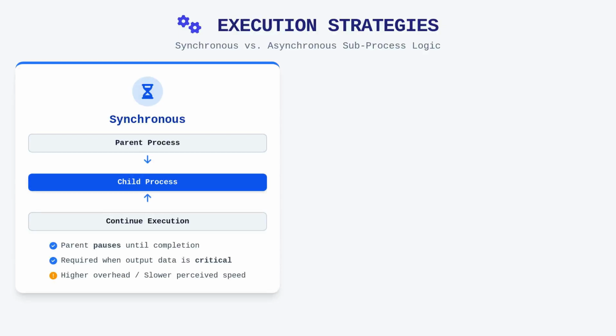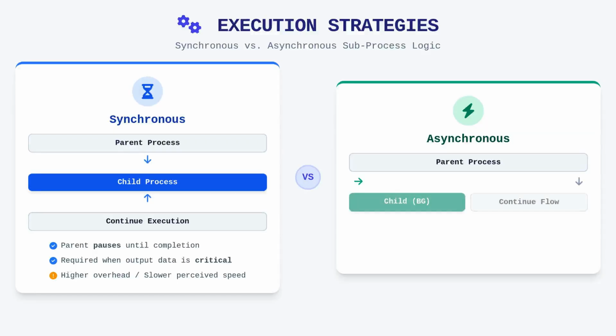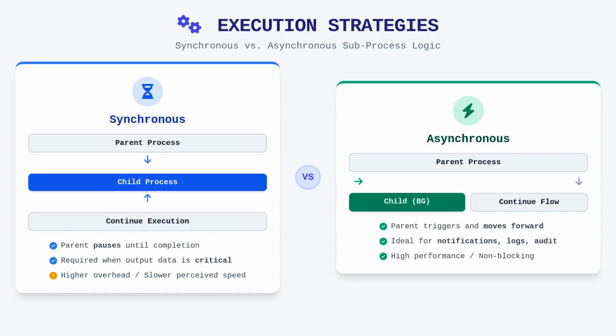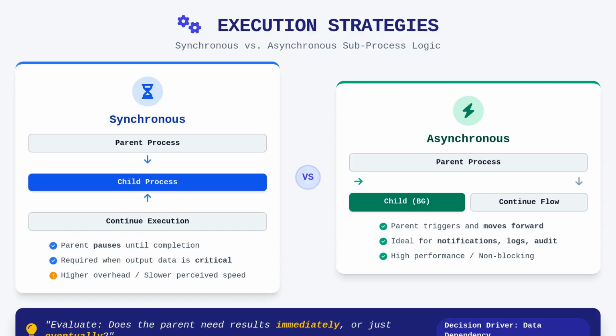Conversely, asynchronous execution allows the parent process to trigger the subprocess and immediately move forward without waiting for a completion signal. This approach is highly performant in scenarios where the child process performs background tasks like sending notifications, logging audit data, or updating non-critical records. You must be careful choosing between these, as synchronous overhead can impact the perceived performance of a user-initiated process if the subprocess takes a long time to finish. Always evaluate whether the parent actually needs the subprocess results immediately or if the subprocess merely needs to happen eventually as part of the overall application state.